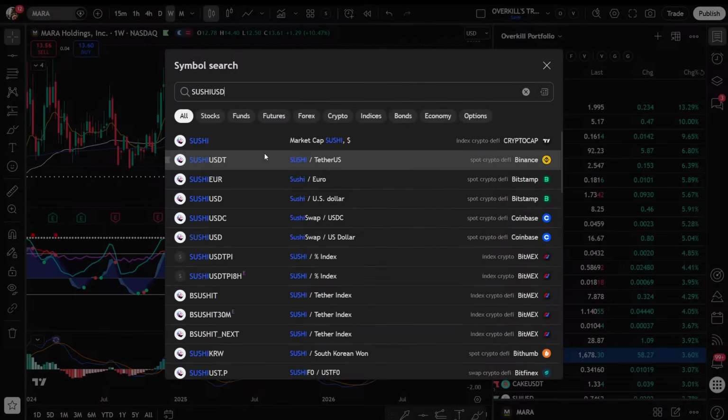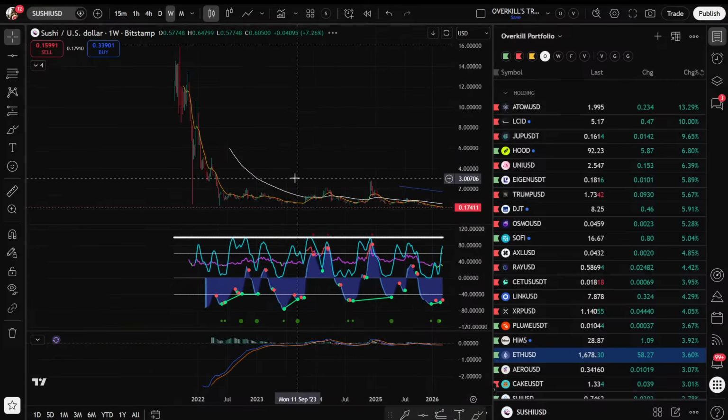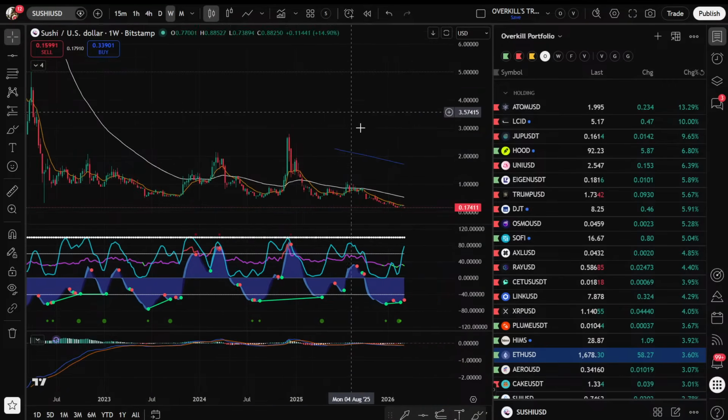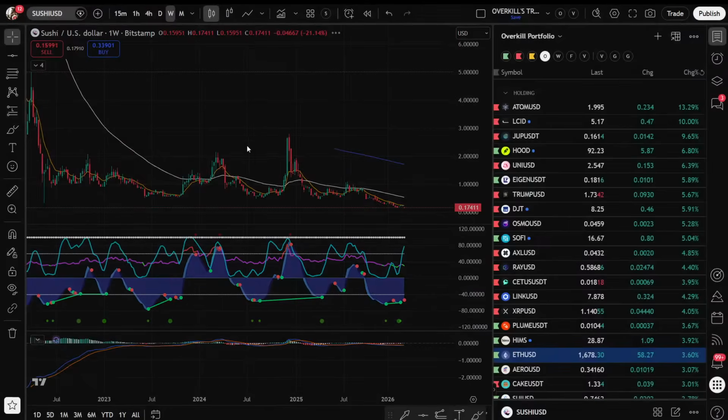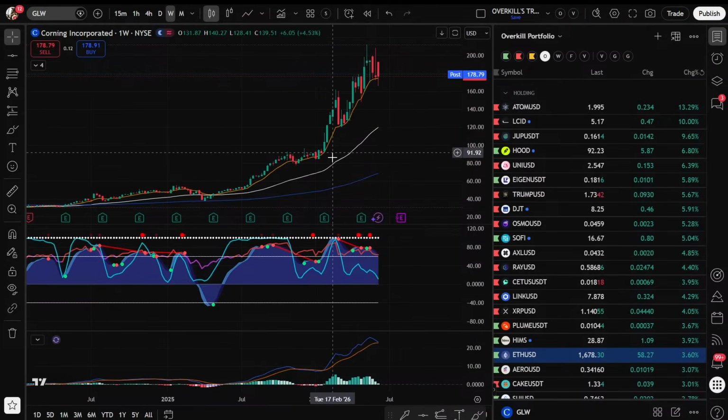Sushiswap. So again, lowest price it's ever been. If you believe in the protocol, I would be a buyer. GLW, red dot, we're sellers.